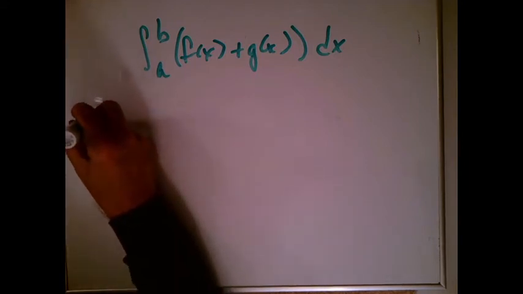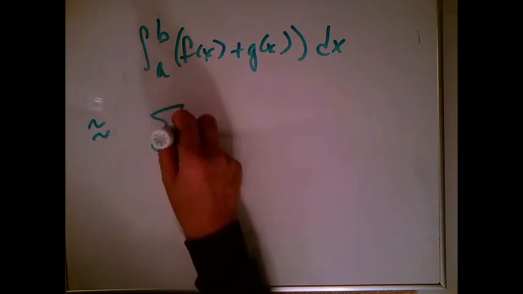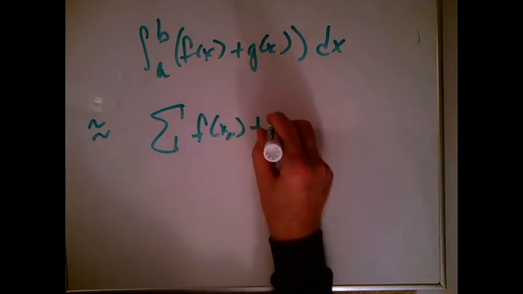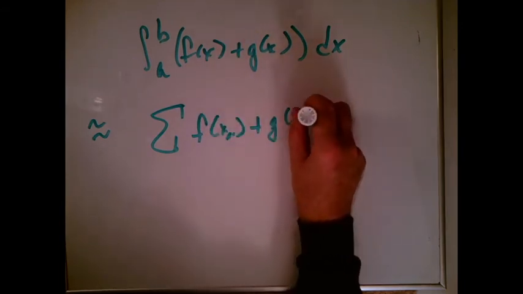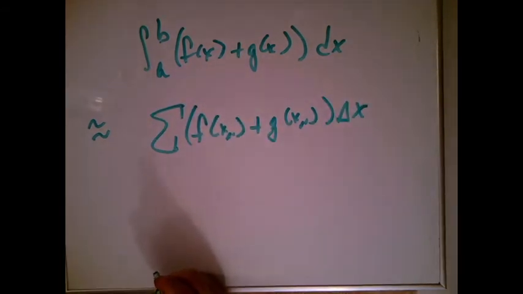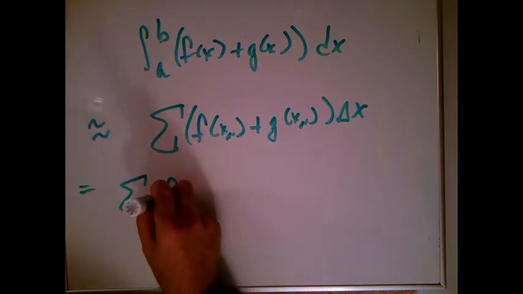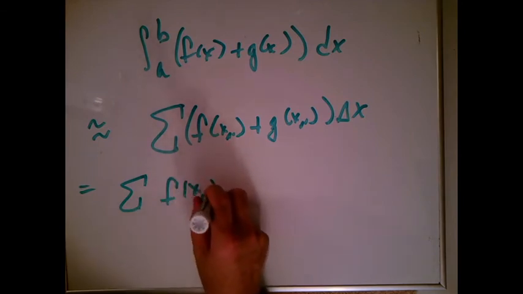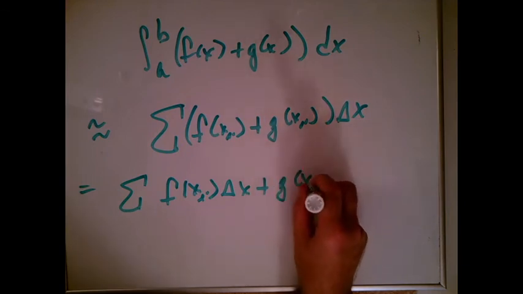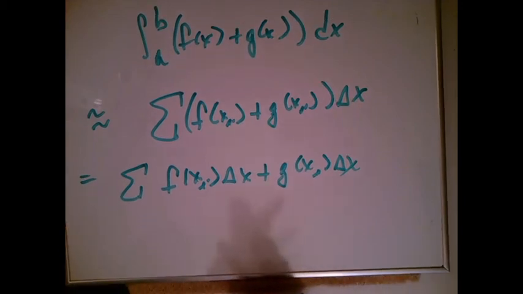Remember, an integral is a limit of Riemann sums. So I'm going to say, look, this is just approximately equal to a massive sum, where this looks like f(xi) plus g(xi) times delta x. Now the reason I did that is so I can distribute on the inside. So I still have a sum. I'm going to get f(xi) delta x plus g(xi) delta x, like that. Now, what I'm going to do is combine like terms.